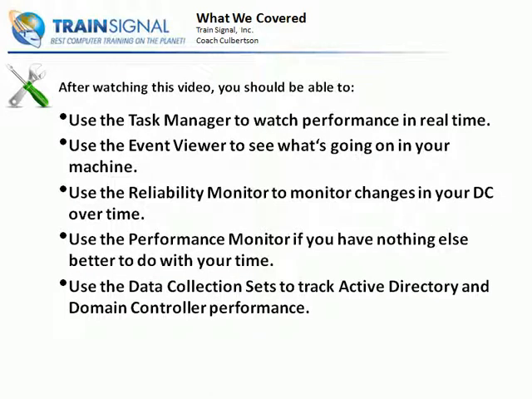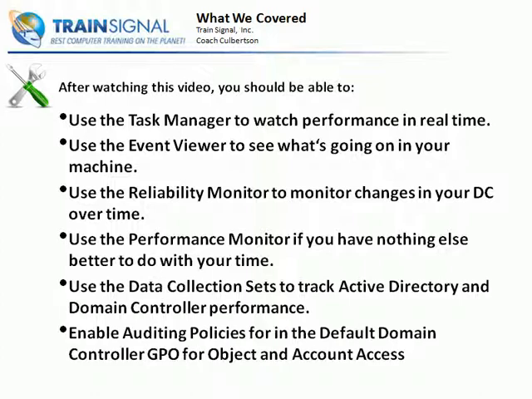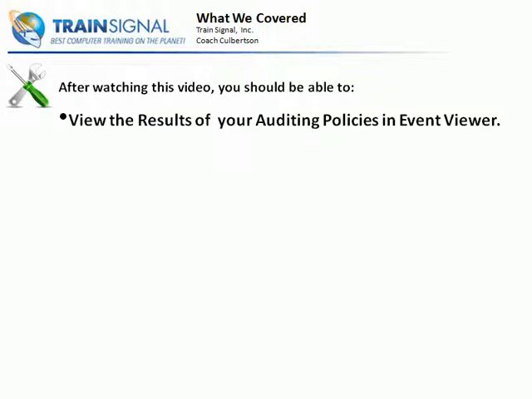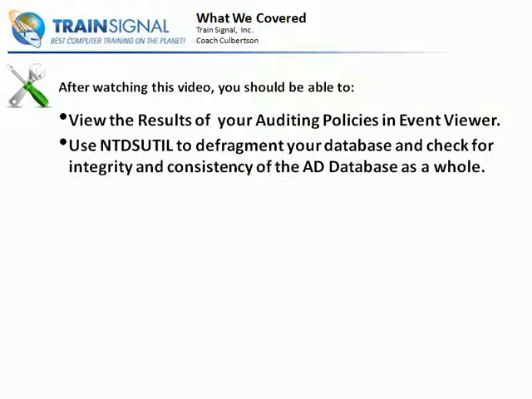So again, you should be able to use one of my new favorite tools, the Data Collector Sets, to track Active Directory and domain controller performance. Those are some of my favorite tools nowadays. You should be able to enable the auditing policy for the Default Domain Controllers GPO or for the default domain for object and account access through directory service access. You should be able to view the results of your auditing policies in the Event Viewer. I showed you how to do that. Remember, that is in the Security log, okay? And I've also shown you how to use ntdsutil to defragment your database and check the integrity and consistency of that database as a whole.